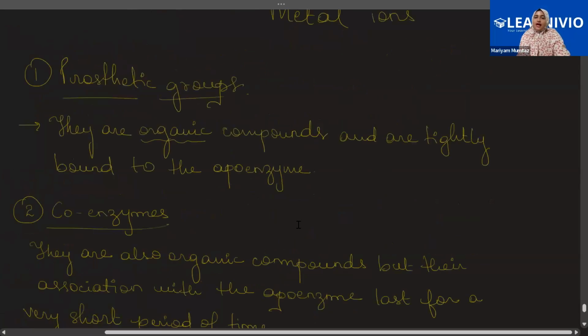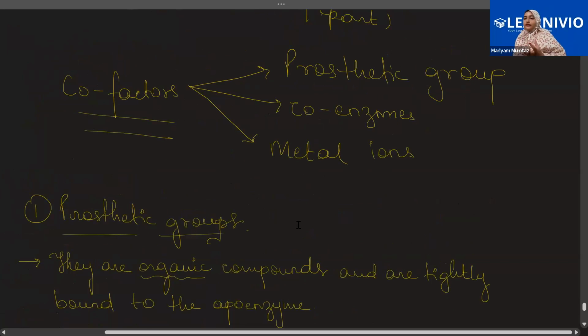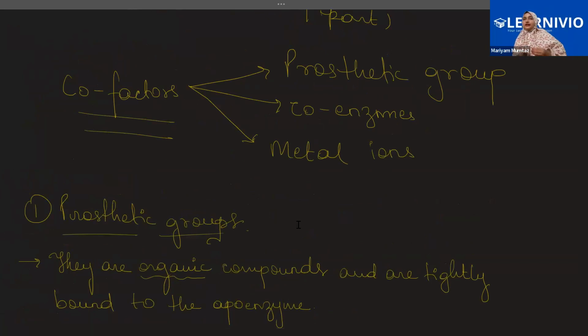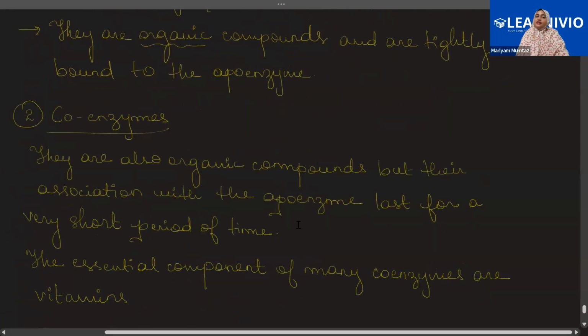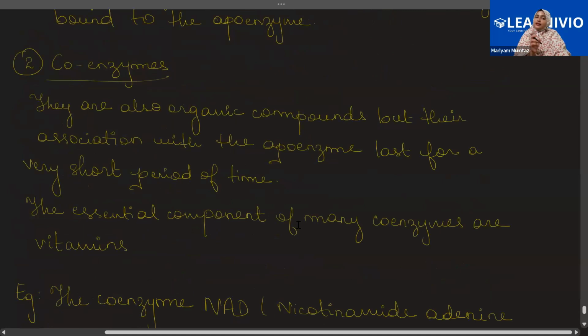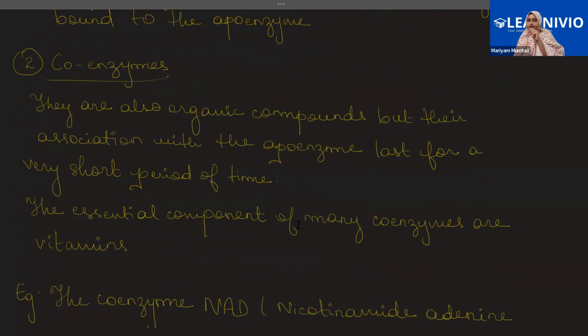See, the cofactors, they are of three types. In general, cofactors are those components or molecules that enhance the enzymatic activity. So when we talk about the different types of cofactors, we have prosthetic groups, coenzymes, and metal ions. Prosthetic groups are organic compounds which are tightly bound to the apoenzyme, meaning the proteinaceous part. Coenzymes are also organic compounds, but they do not bind tightly. Their binding with the apoenzyme is for a very short period of time. And most of the time, coenzymes have a component which is a vitamin.